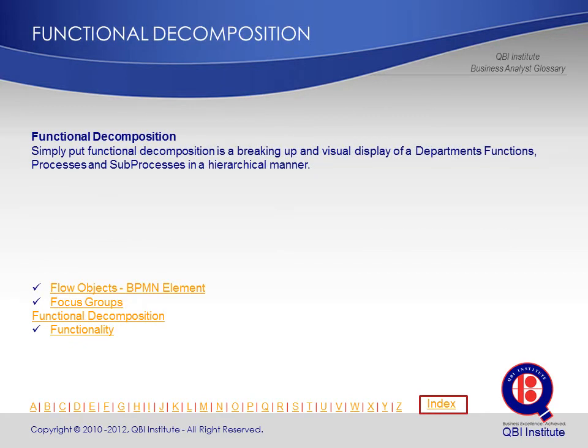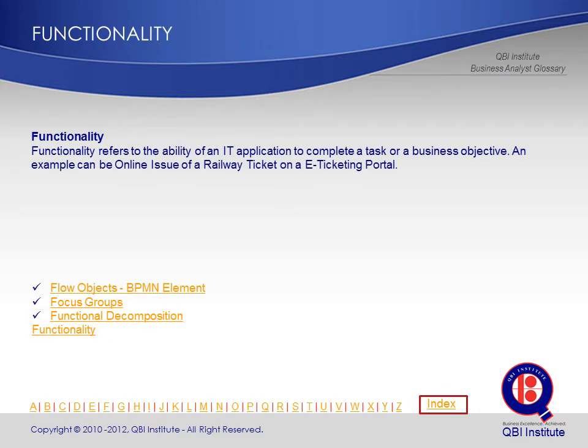Functional decomposition. Simply put, functional decomposition is a breaking up and visual display of a department's functions, processes, and sub-processes in a hierarchical manner. Functionality. Functionality refers to the ability of an IT application to complete a task or a business objective. An example can be online issue of a railway ticket on an e-ticketing portal.